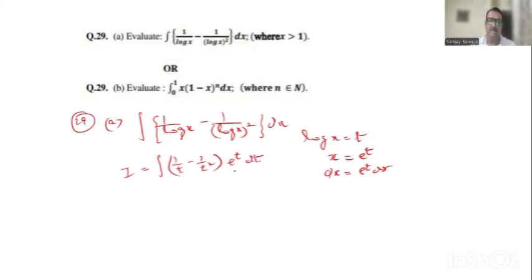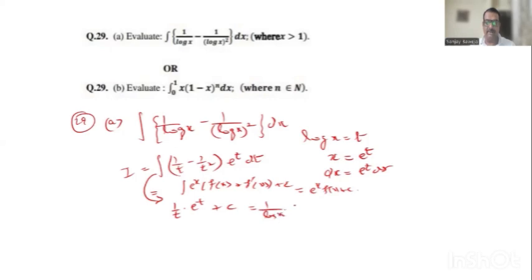And you know this is a special type of integration by parts, which says that if any integral is in the form e^x into f(x) plus f dash(x), then the result is always equal to e^x f(x). So if I apply this formula here, my result should be 1 by t e raised power t plus c, and I substitute the value. 1 by t means 1 by log x, and e raised power t is x, plus c. So the answer of the question is x by log x plus c. So it is very important to know this formula to identify the form basically.